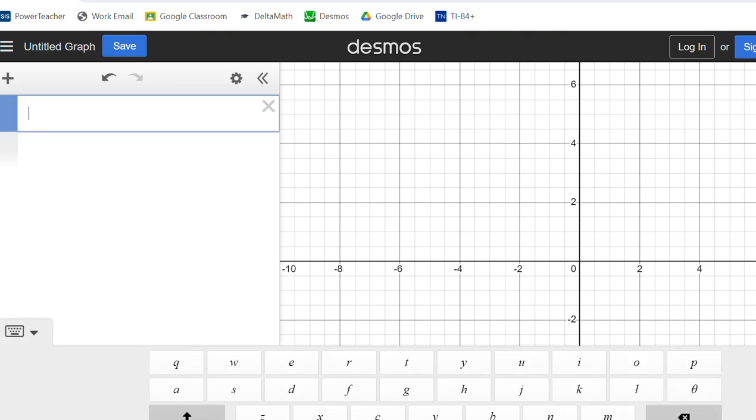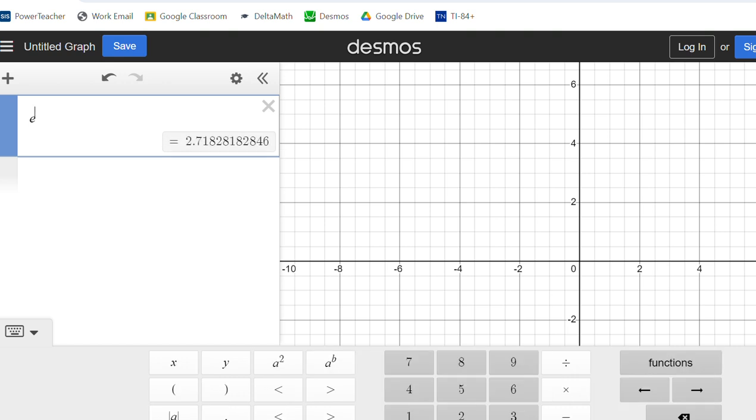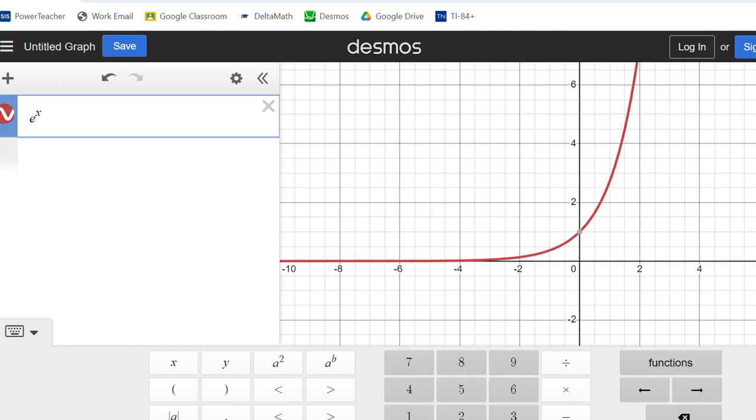e to the power of x, you should be very familiar with it. It looks like that, right? As x goes towards infinity, it goes up towards infinity. As x goes towards negative infinity, it approaches the horizontal asymptote of 0. And if you're not familiar with that, you need to know the graph of e to the x.